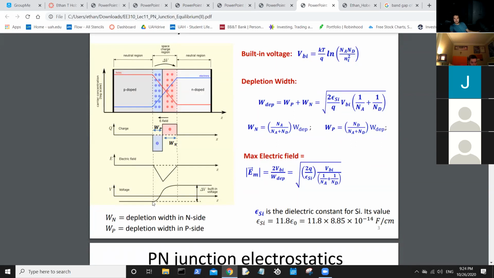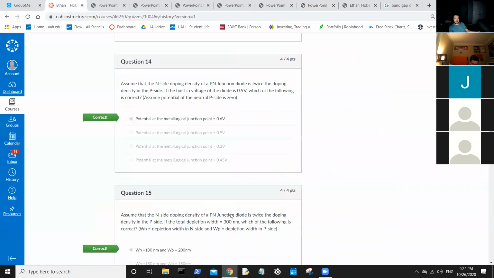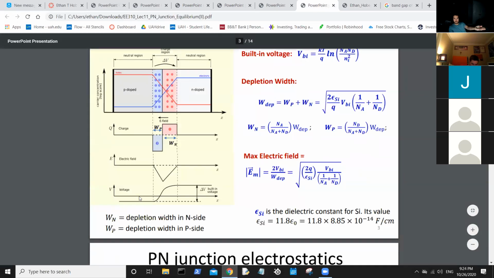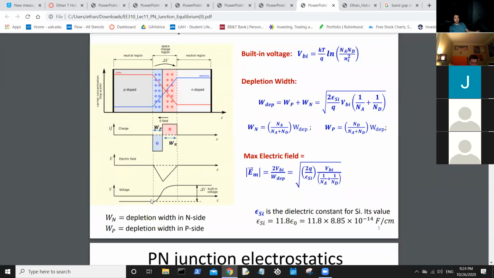So here, and this is essentially the exact question that was asked of us, because it said assume potential of the neutral P side is 0. So we're assuming that we're starting at 0 on the P side, which is what we're doing in this question. You start at 0. Okay. So what do you want to do now? Well, you want to calculate the width of WP. That's what we did. You calculate the ratio of the width. We don't need the exact width here.